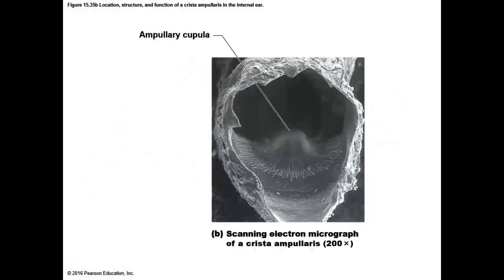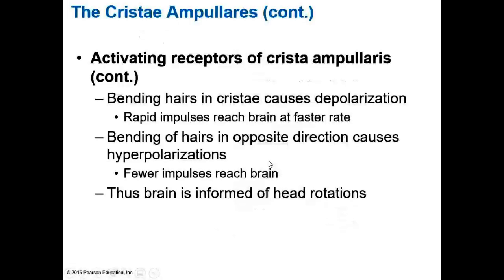The best way out of that, and here you can see an electron micrograph of that cupula and how fluids come through and push on it, is to go the opposite direction, and you stop the spin. Does that make sense? When you see a figure skater spinning in circles, if they're going clockwise, their next move is always counterclockwise, or vice versa, coming out of that spin.